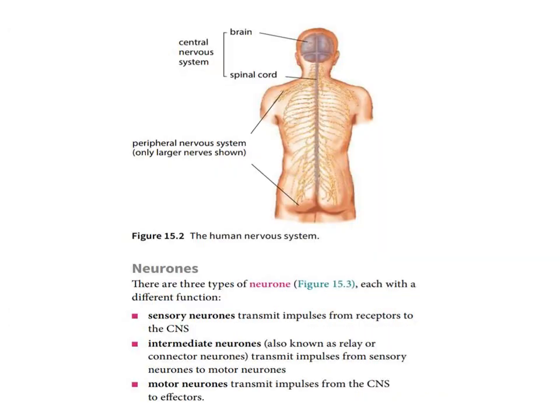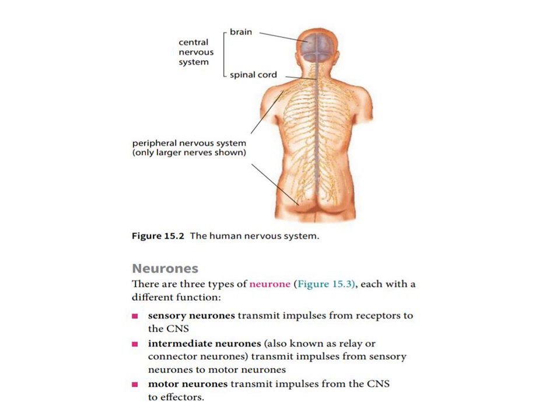So the human nervous system, as you can see, comprises the brain and spinal cord, which make up the CNS, and the peripheral nervous system. As in this diagram, there are many more nerves, but only the larger nerves are shown for your convenience. Neurons, the structural and functional unit of the nervous system, each have a different function. There are three of them: the sensory, the intermediate, and the motor neurons.